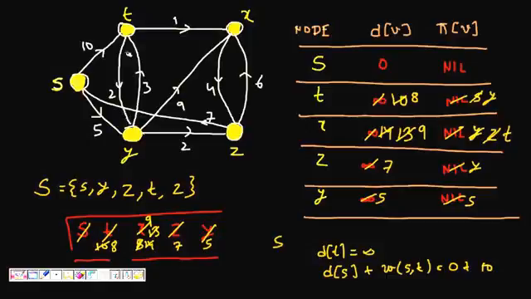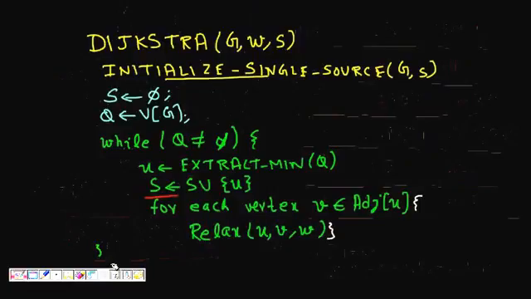So for t I have to go via y, y's parent is s, so that path is s to y, y to t. Then for x we are going via t, so s to y, y to t, t to x. Z is via y, so s to y, y to z, and y is via s. So this is the idea for Dijkstra's algorithm.